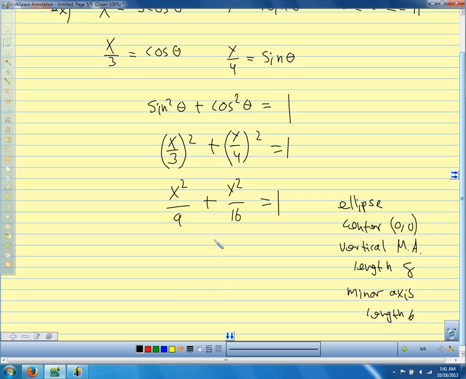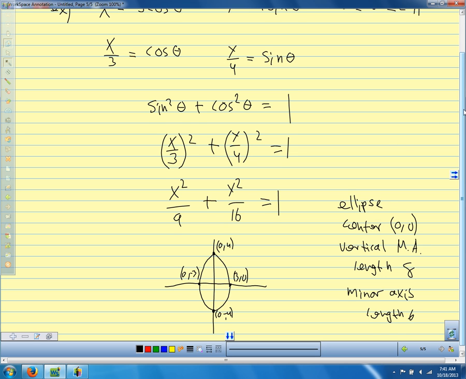So now we can sketch this graph. We have a vertical major axis, its length is 8, so we're going to be up here and down here at 0, 4 and 0, negative 4. And this will be at 3, 0, and negative 3, 0. My ellipses never turn out looking very nice, but we get the idea. So there's my ellipse.